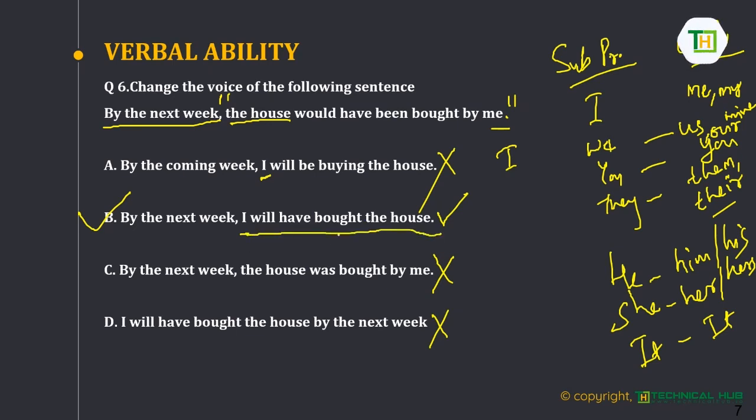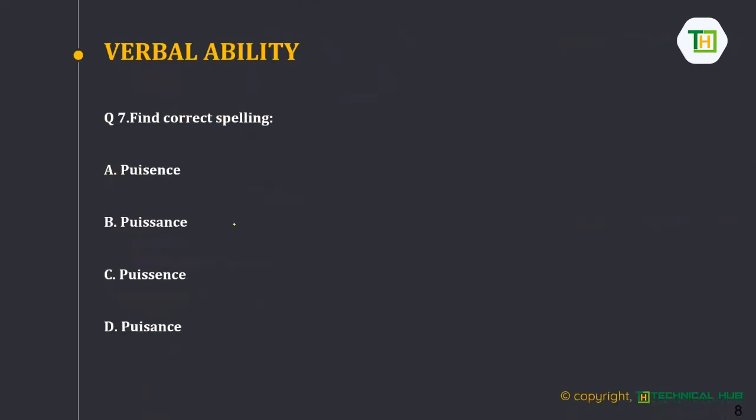So now you try to convert this active voice into passive. So what happens once you convert this active voice into passive voice? Let us see. I will have bought the house, and the house would have been bought by me. They have added been here. That is the right one. So like this, you can also correct yourself if you are about to select any kind of option. Okay, moving to the next question, the seventh question.